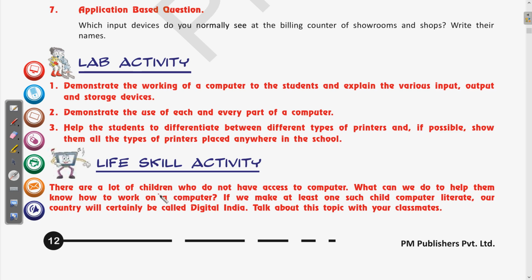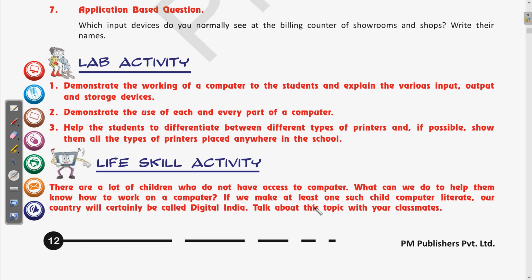So yes, it is not that every child is privileged to use a computer. In the various rural areas, in the villages where there is much more poverty, it may happen that various students don't have the facility to use a computer. So what is the question? What can we do to help them to know how to work on a computer?